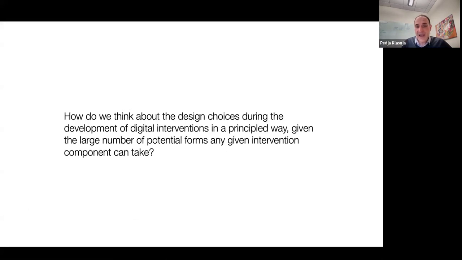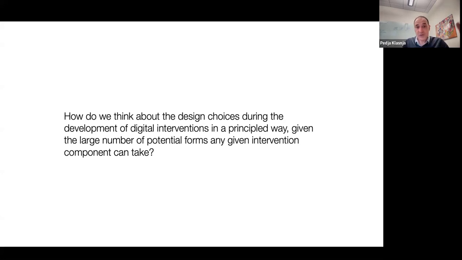So that is the big question that I've been struggling with for a number of years: how to think about design choices during the development of digital interventions in a principled way, given the large number of potential forms that any given intervention component can take, right?